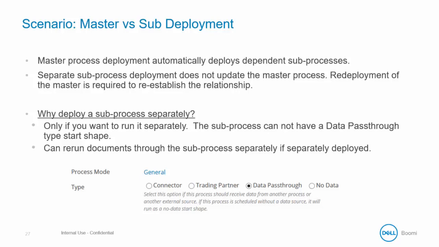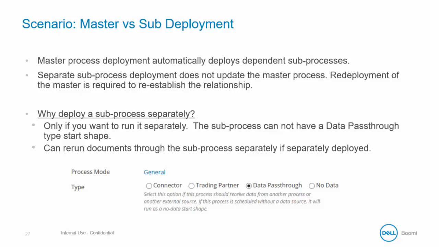Now, why would you deploy a subprocess separately? It's only if you want to run it separately. Maybe you want to schedule the subprocess to run independently. So you should not have a pass-through start shape, or there will be no data when it runs separately. It depends on the start shape configuration as well. It must be connector or no data. And you can rerun documents through the subprocess separately if it is separately deployed.